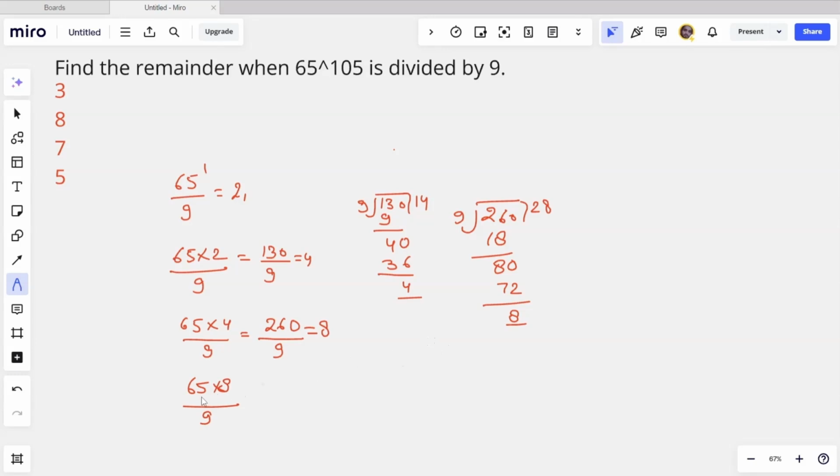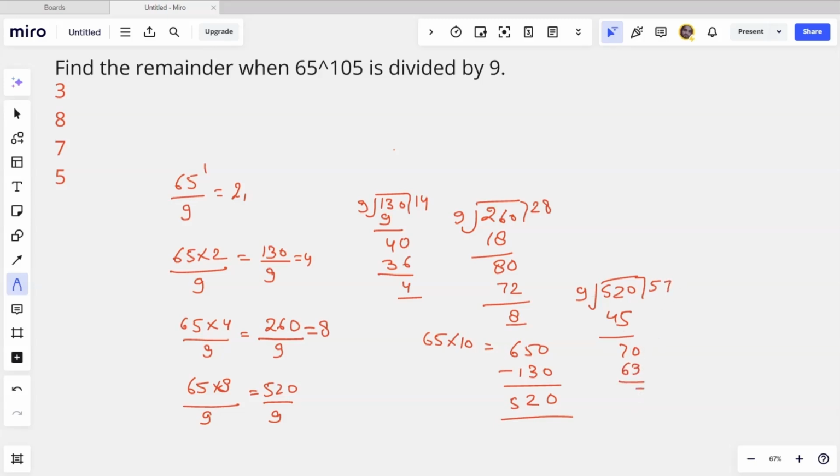So to solve easily, we will do 65 into 10, which equals 650, and we will subtract 130 from it. Okay, 0 minus 0 is 0, 5 minus 3 is 2, 6 minus 1 is 5. So it will become 520 divided by 9. 9 times 5 is 45, and it will become 70, and 9 times 7 is 63, and it will become 7. So the next remainder is 7.